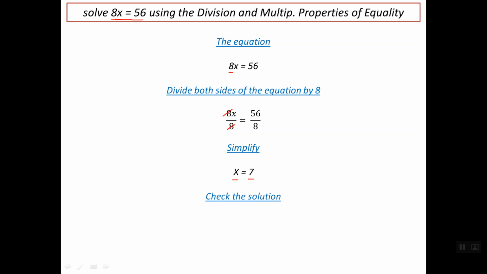Now we can check this solution. We can substitute for x by 7, so the equation should remain true and balanced. So this is the equation: 8 times x, so 8 times 7. This is the left side and the right side is 56. We need to check for this equality. Solving the left side gives us 56 and the right side is 56. So the equation is true and balanced. So the solution is correct.